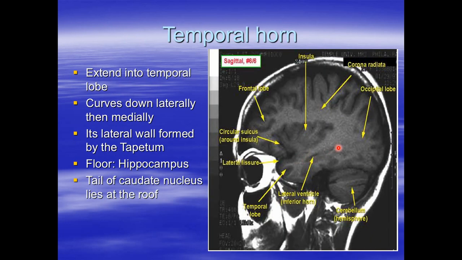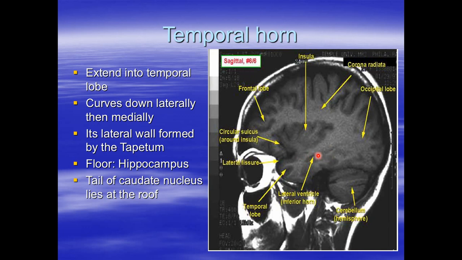Regarding the temporal horn of the lateral ventricle, this is maybe of some clinical significance more than the rest. It extends into the temporal lobe and it curves down and laterally, then medially. First it curves down, goes lateral, and then goes medial. The lateral wall is formed by the tapetum, while the floor is formed by the hippocampus. You can see this floor is the hippocampus.